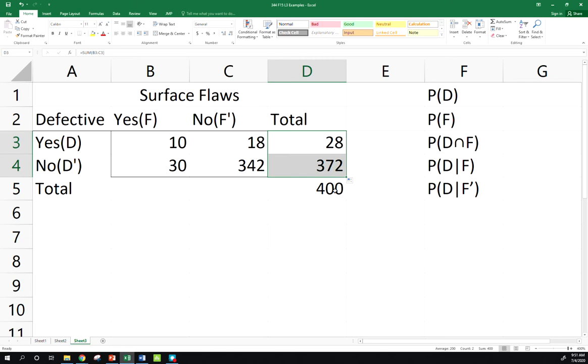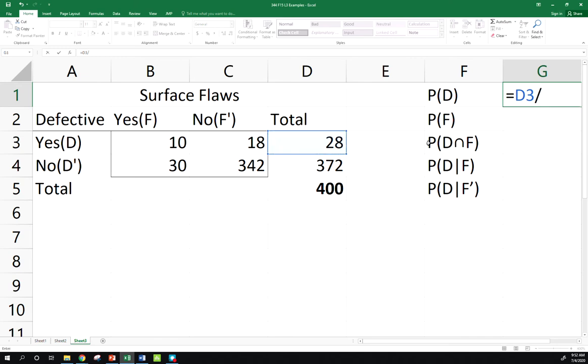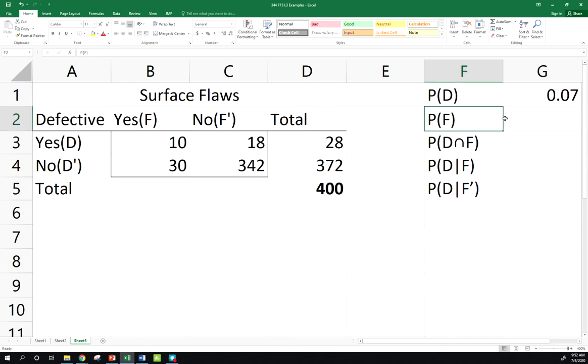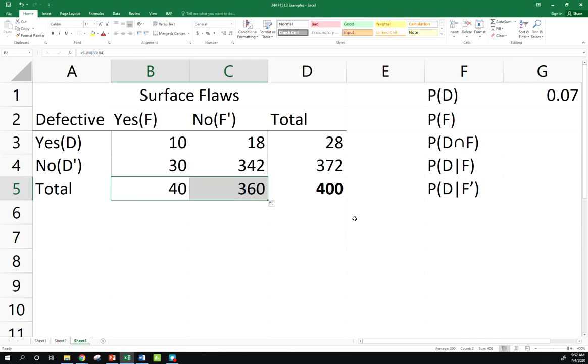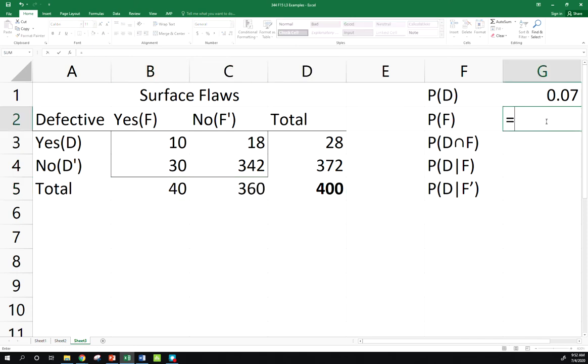We know that there are 400 total, so this is my overall total here. The overall probability of being defective is my marginal total of defectives divided by my total. So about 7% of the products we're producing are defective according to our test. What if I want to find out how many have a flaw? Let me find my column marginals here. Out of the 400 pieces that we looked at, 40 of them had a surface flaw. So 40 divided by 400 should tell us about 10%, 0.1 probability.